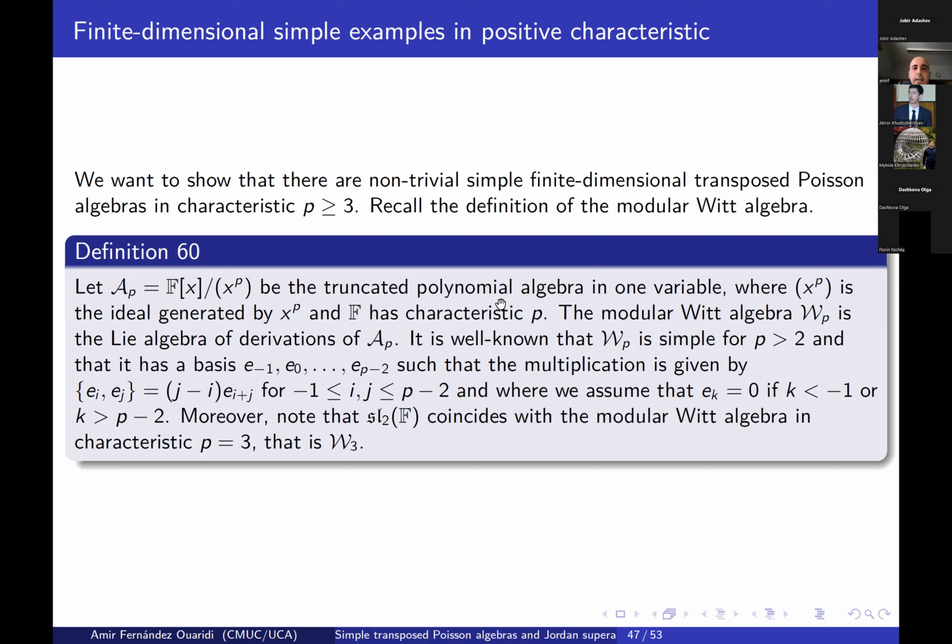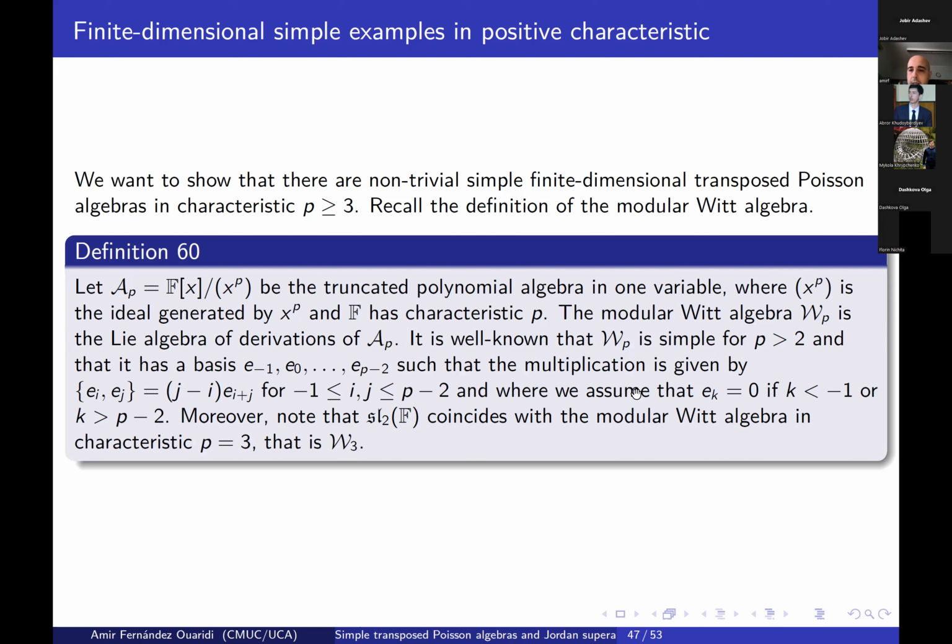If A_P is the truncated polynomial algebra in one variable, where this is denoting the ideal generated by X^P, and F is a field of characteristic P, then the modular Witt algebra W_P is the Lie algebra of derivations of A_P. And it is well known that W_P is simple for P greater than 2 and that it has a basis of these elements such that the multiplication is given by this bracket here.